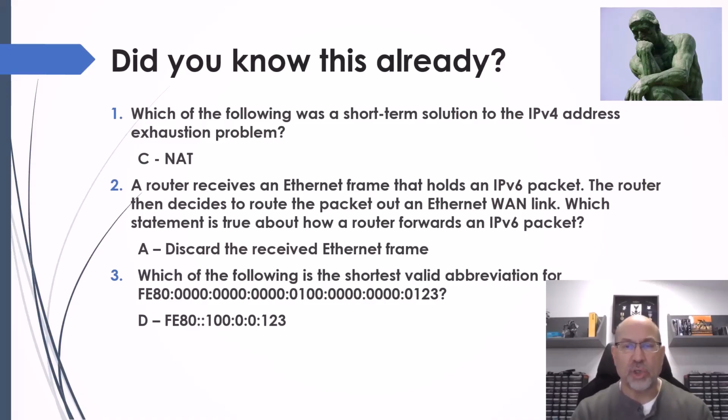Which of the following was a short-term solution to the IPv4 address exhaustion problem? Well, we know the answer there. CIDR was one of them, but in this particular question, the answer was C, network address translation.